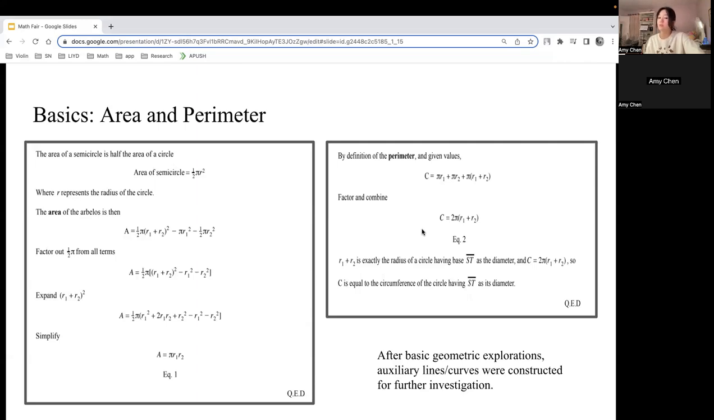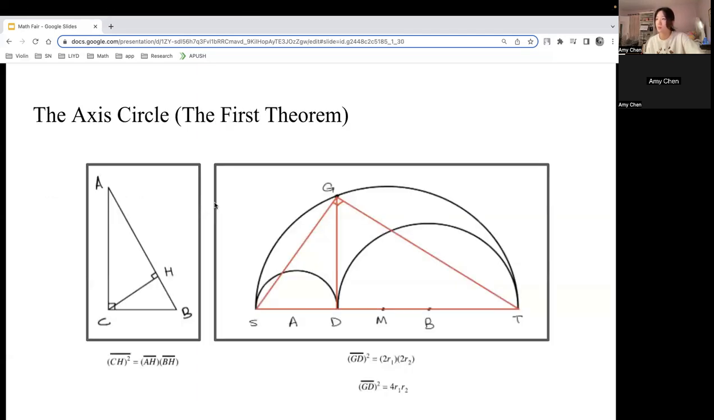After basic geometric explorations, auxiliary lines and curves were constructed for further investigation. So the first investigation was the axis circle, which yielded theorem 1. In a given right triangle, by triangle similarity, the transitive property and cross multiplications, CH squared equals AH times BH according to this diagram.